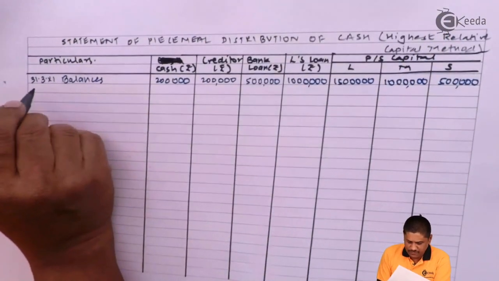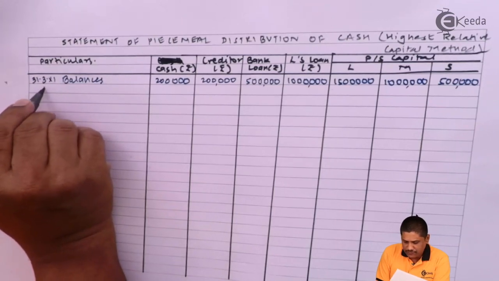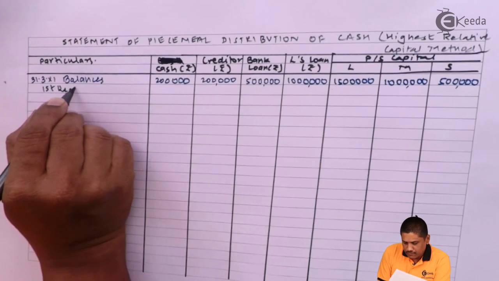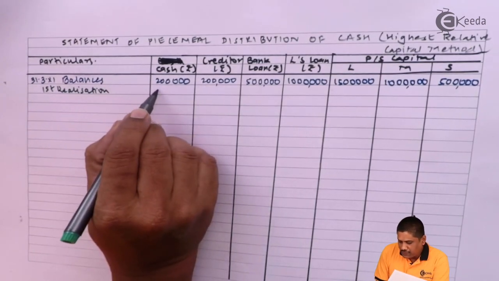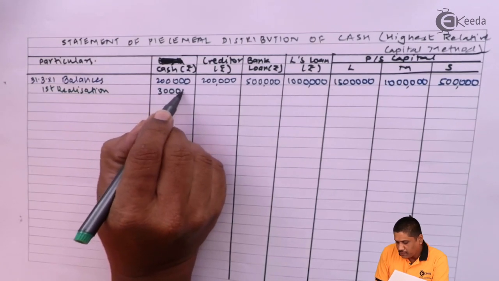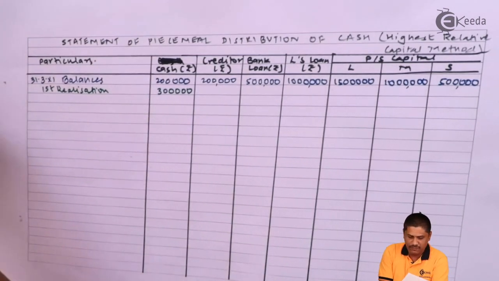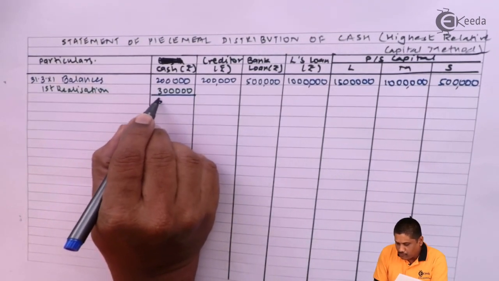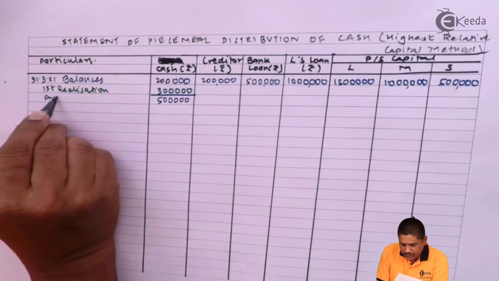First realization. No dates are available, so ignore the date column. First realization must be 3 lakhs rupees. And therefore, the available cash has become 5 lakhs. Available cash.